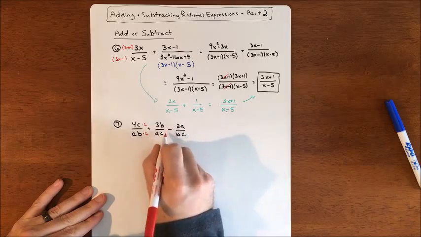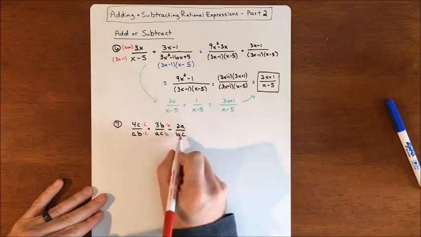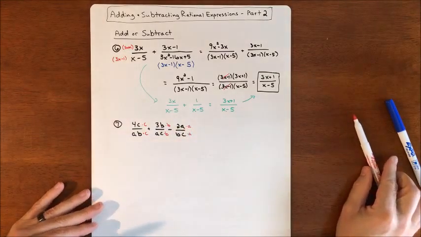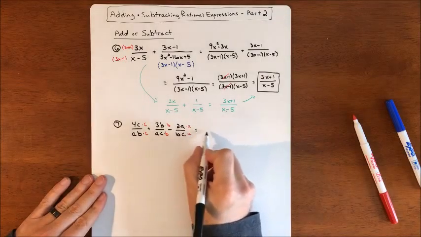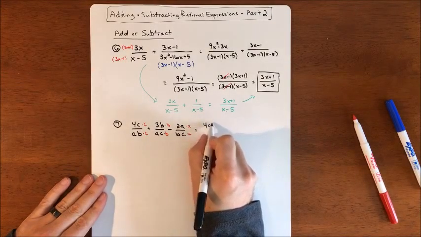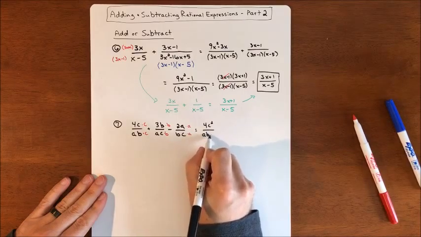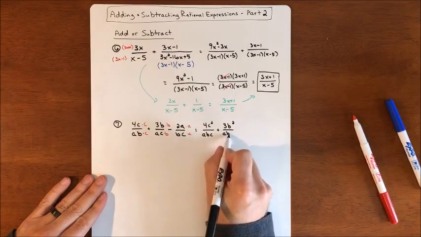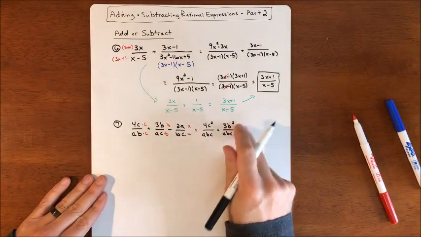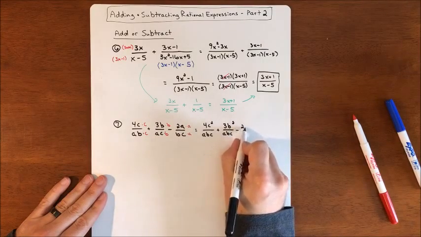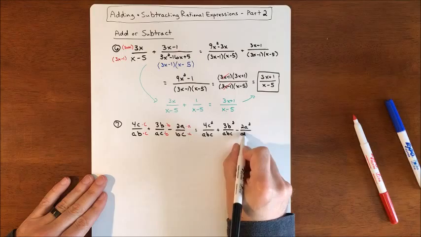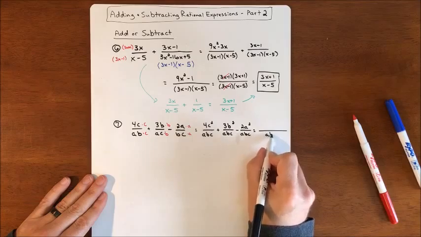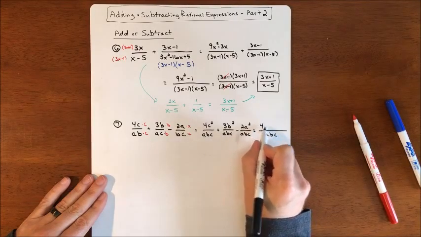This one has an a and a c, but it doesn't have a b, multiply it by b. This one has a b and a c, but it doesn't have the a, so we'll multiply it by a. Alright, so if we do that, we're going to get 4c squared over abc plus 3b squared over abc minus 2a squared over abc.